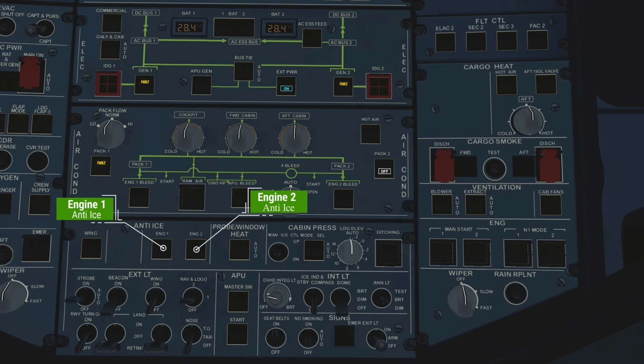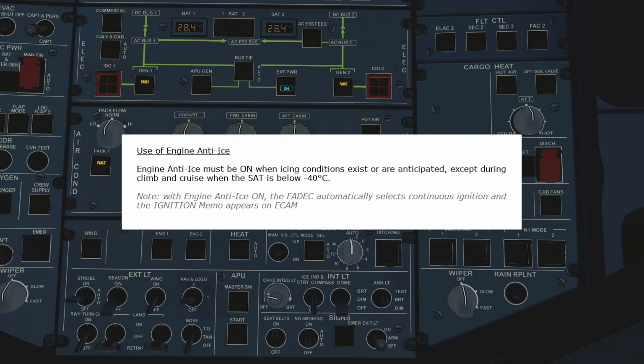The question remains, however, when do we activate the engine anti-ice? The book says engine anti-ice must be on when icing conditions exist or are anticipated, except during climb and cruise when the SAT, the static air temperature, is below minus 40 degrees centigrade. And that begs the question, when do we actually have icing conditions? What is the definition here?